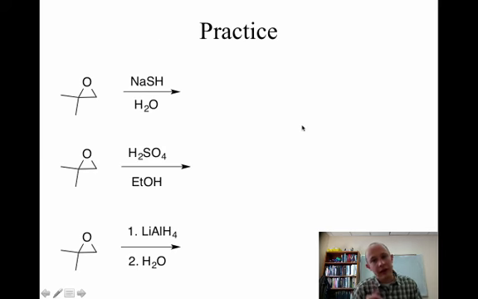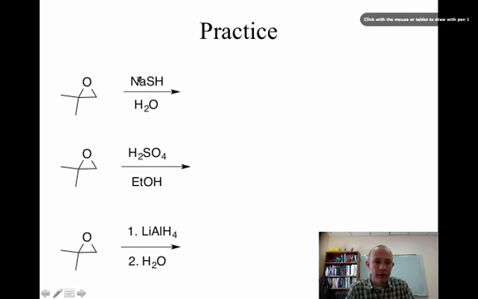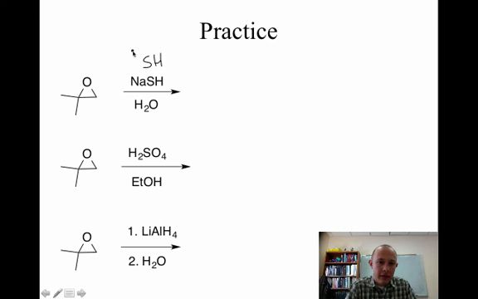Okay, so let's do some practice, at least just with regioselectivity. In order to do this, you're going to have to think about strong nucleophiles and weak nucleophiles, like we talked about in the previous semester. So SH minus is negatively charged and polarizable. This is a good nucleophile. It's under basic conditions. That means it's going to attack the less hindered carbon. So the product is going to be this one.